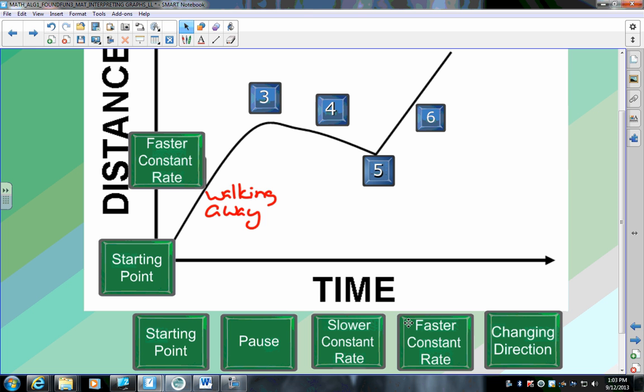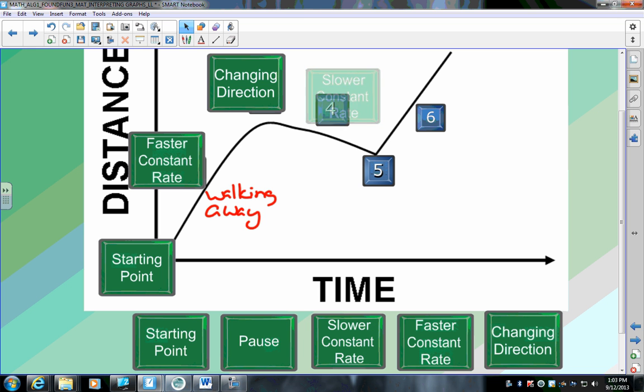Now, what's happening at 3? Yeah, I'm walking away, and so at 3, I'm changing directions because I'm going back the other way. In 4, am I going fast or slow? I am going slow. Look, the first line was really steep. 4 is flatter. So this is a slower constant rate. I'm walking back.